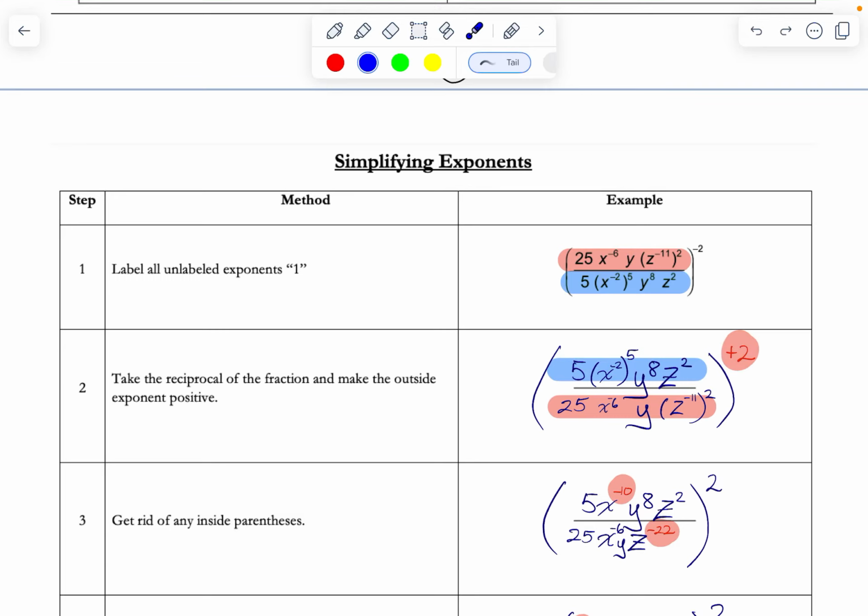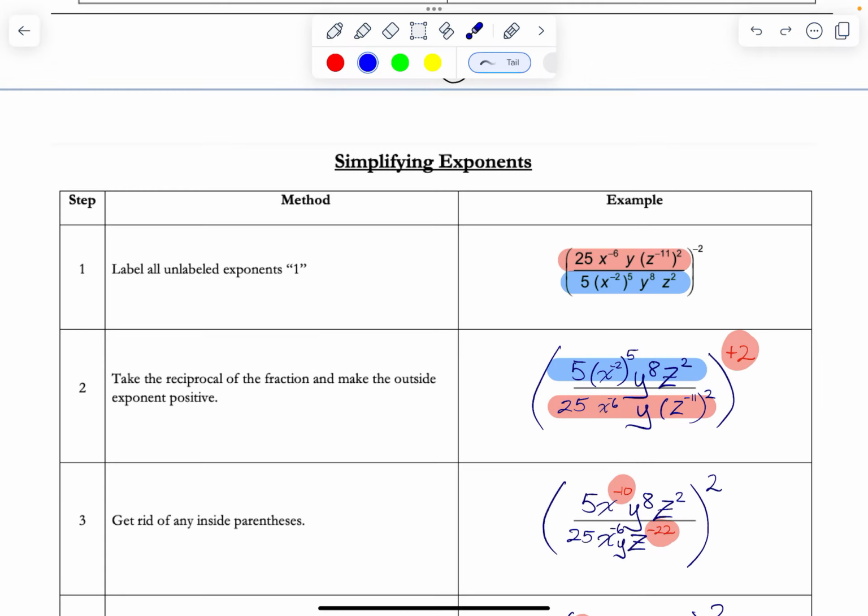All right, so welcome back to 6.3. We're going to take a look at exponent rules, specifically simplifying exponents. Some exponential expressions can get longer and a little bit trickier, and so what we want to do here is go through and simplify them.